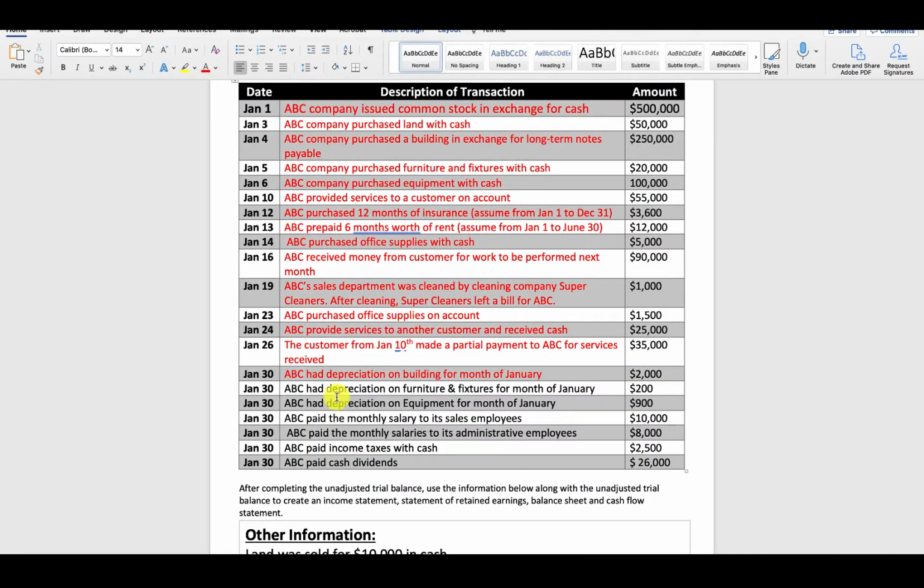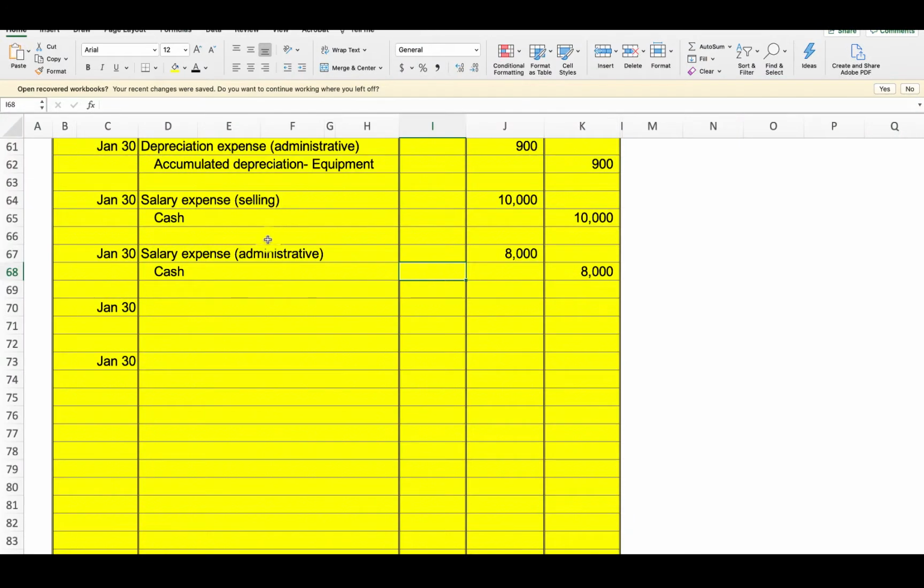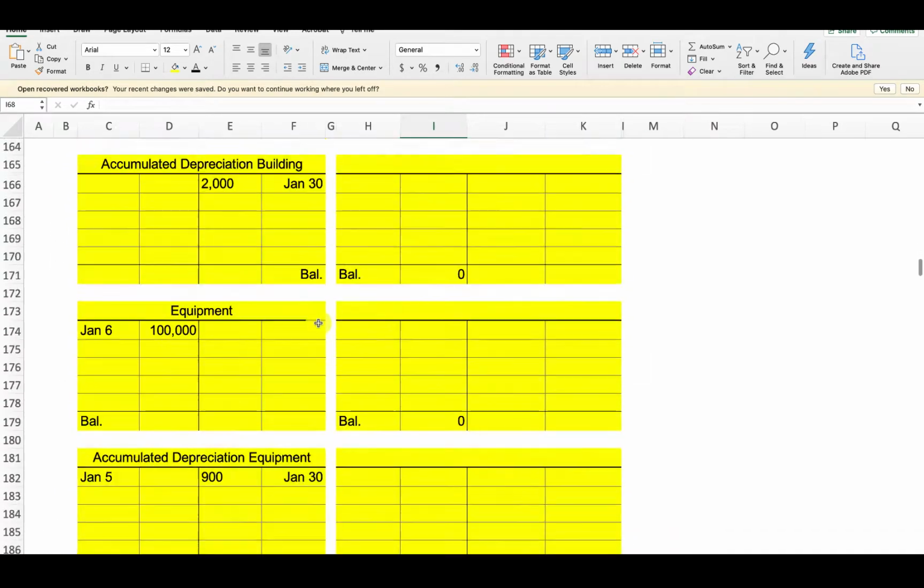Where does that come from? Right here. We paid monthly salaries for the sales employees. We paid monthly salaries for the administrative employees. The sales was 10, and then the administrative was 8. So we do the exact same entry that we did. I'm going to go down, and I'm going to post this now. Salaries expense for selling, salaries expense for administrative.